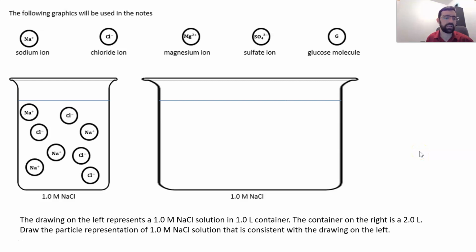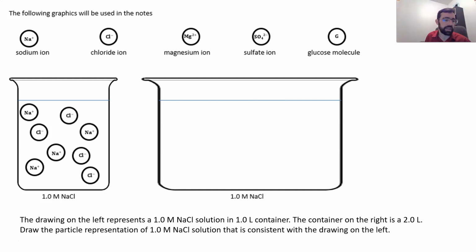All right, class, we're going to continue talking about solutions, and now we're doing some diagrams, some pictorial representations of solutions. So the following graphics are going to be used while we're going through these notes. The sodium ion, chloride ion, magnesium ion, sulfate ion, and glucose molecules will all be represented by a circle, but we're going to have letters in them to represent what each particle is.